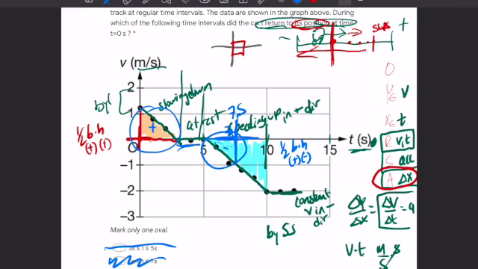And we look at 10. We see 10 to 12 seconds. That's over here. Definitely not. So our best answer is choice 7.